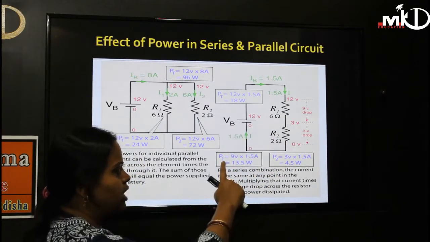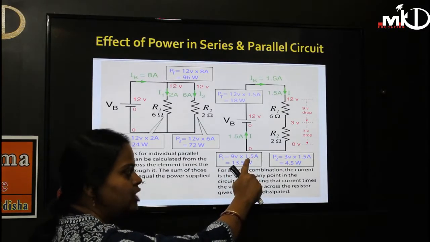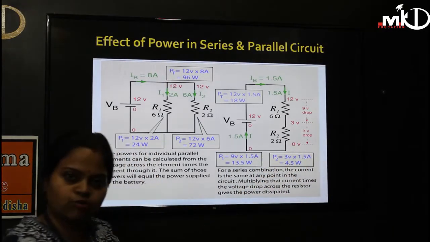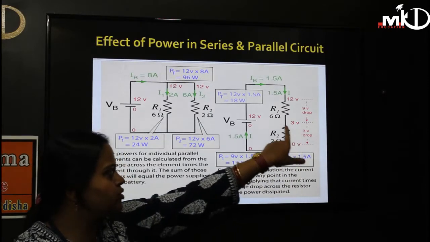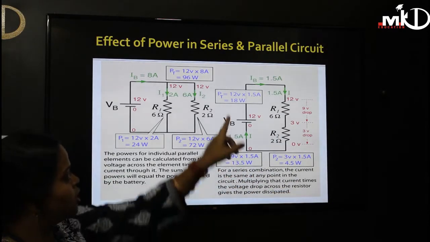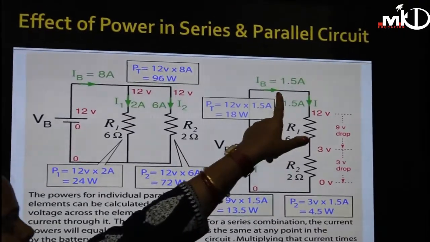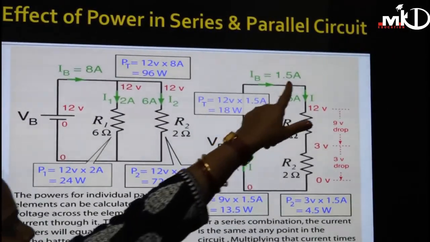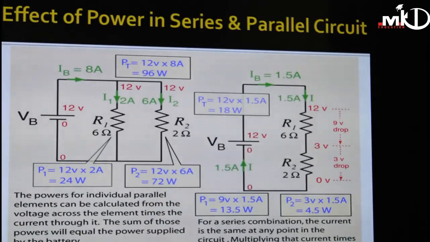So for finding out P1, I have to write I into V1, where I is 1.5 ampere. And I is the same one for R2 because it is a series circuit. So 1.5 ampere and 3 volt is the voltage drop across this R2. So we can find out P1 and P2. Again we need to find out total power. Total power means total circuit voltage into total circuit current. Here total circuit voltage is 12 volt, circuit current is 1.5 ampere. So now the total power is 18 watt.